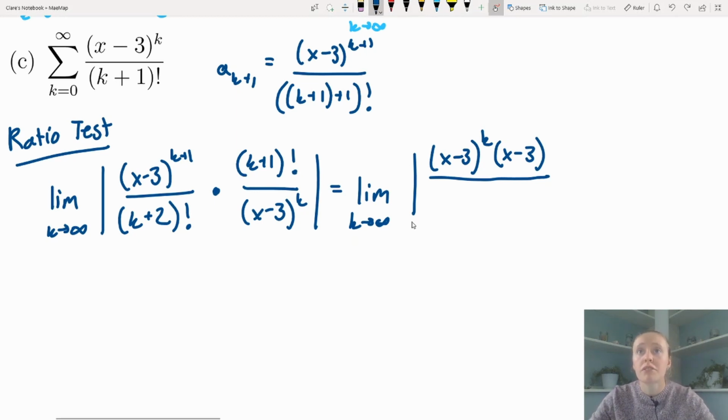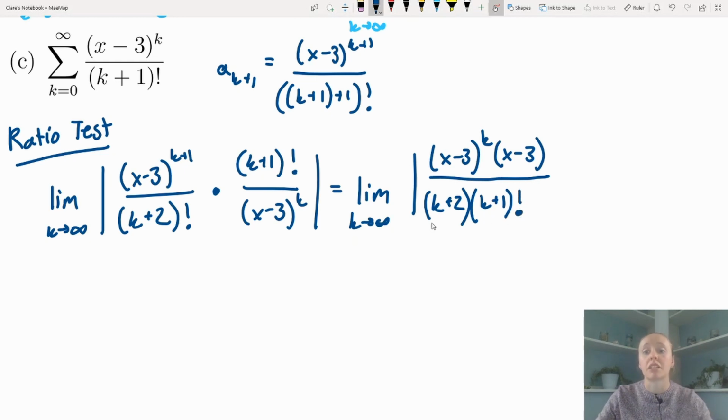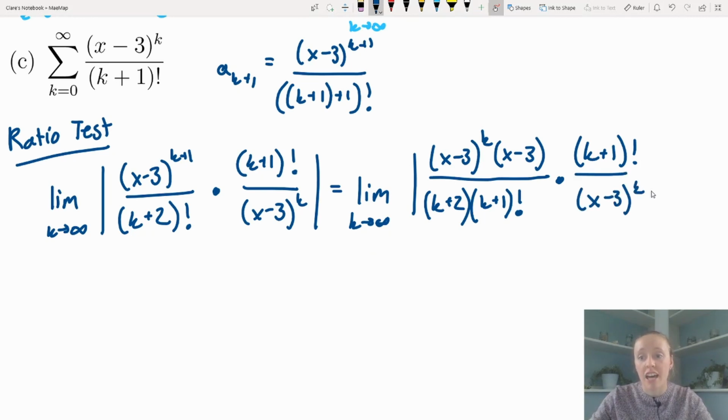So k plus 2 factorial, I'm going to rewrite as k plus 2 times, well, what's 1 less than k plus 2? That's going to be k plus 2 minus 1, which gives us k plus 1, and I could keep going, but instead I'm going to slap my factorial on here because k plus 1 factorial times k plus 2 is equal to k plus 2 factorial. And remember, that's all multiplied by k plus 1 factorial all over x minus 3 to the k.